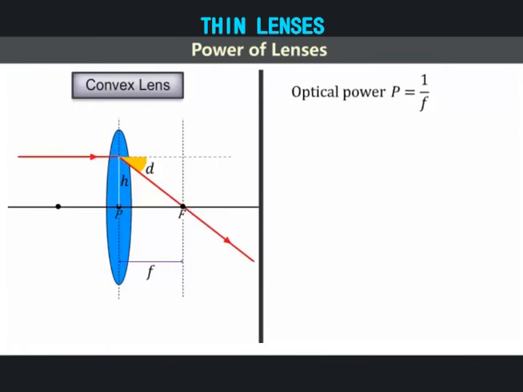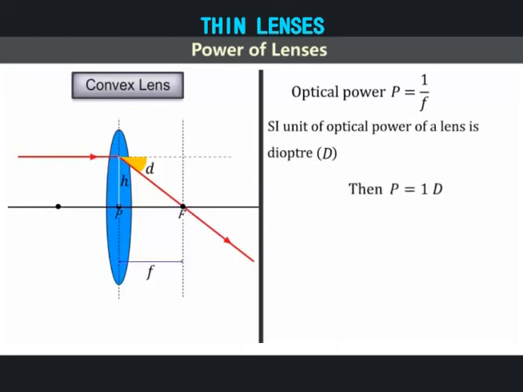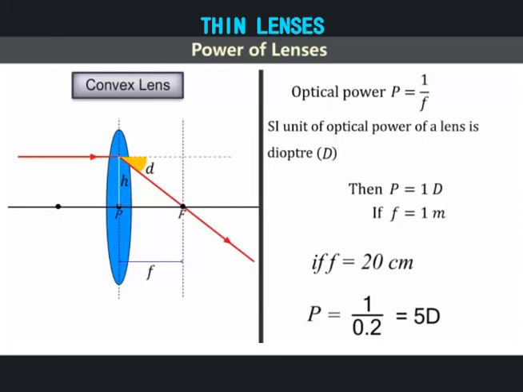The unit of power of a lens is the diopter with the symbol D. Remember, the focal length must be given in meters. So power of a lens is equal to 1 if the focal length is 1 meter. So for a lens of focal length 20 centimeters, power is equal to 1 over 0.2, which is 5 diopters.